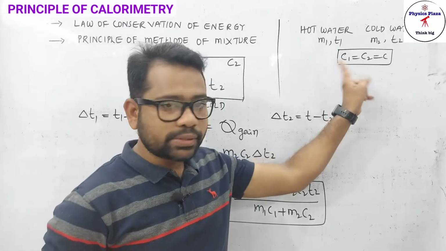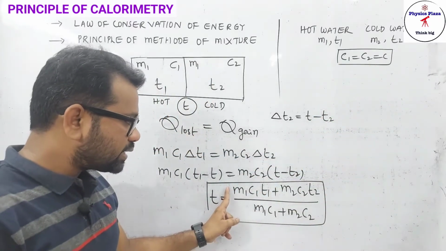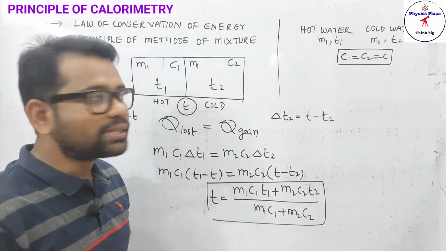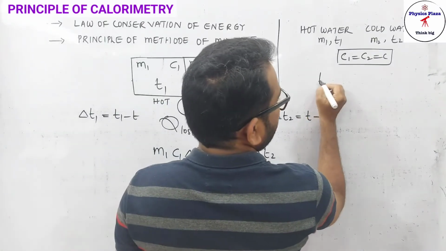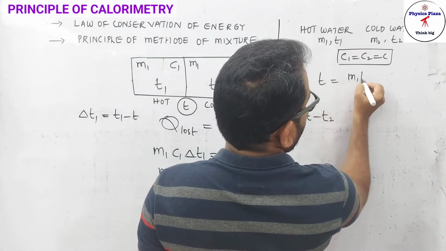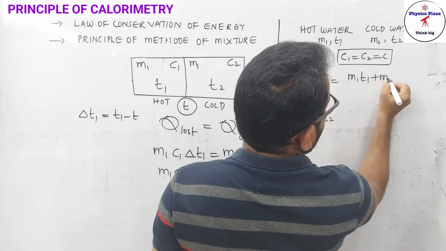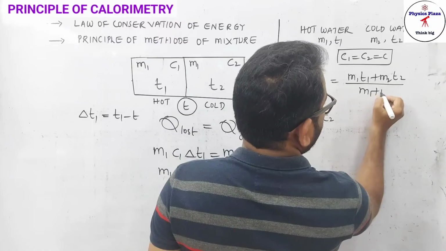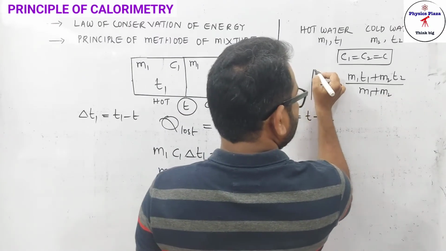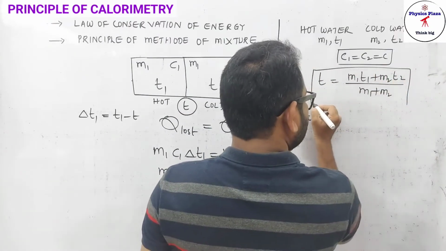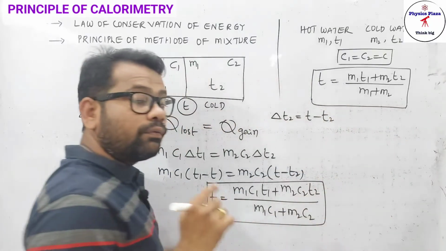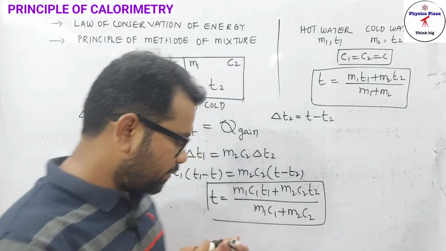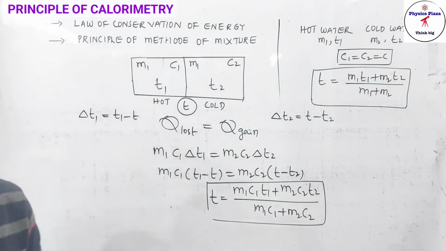When both specific heat capacities are the same, in the numerator you can take c as common, and in the denominator you can take c as common. So both c's will get cancelled. So here you get T is equal to m1 T1 plus m2 T2, divided by m1 plus m2. Children, we use this formula to calculate the resultant temperature when both bodies have the same nature. Clear? Okay, just copy this.